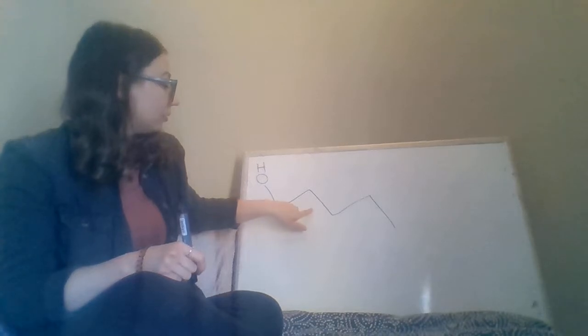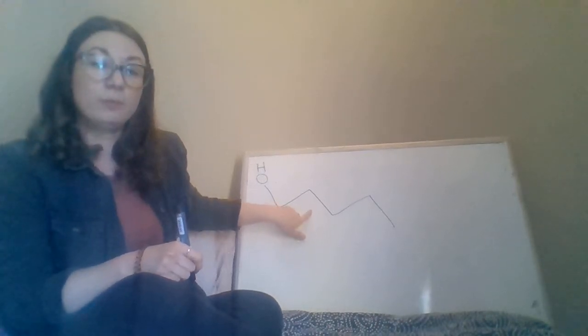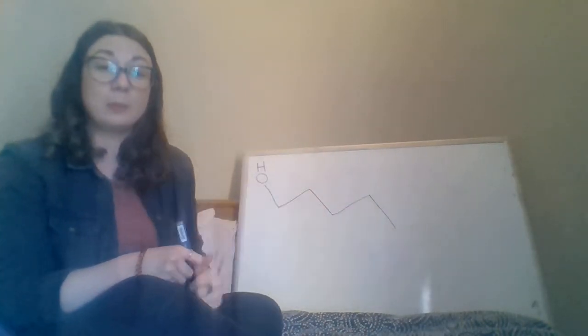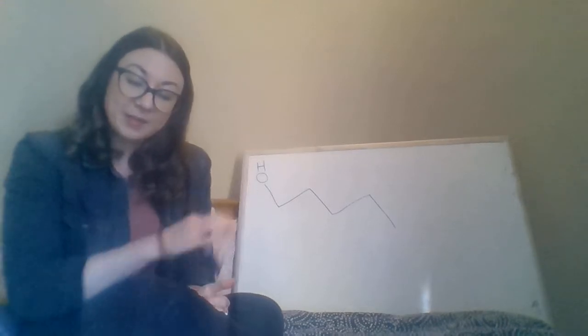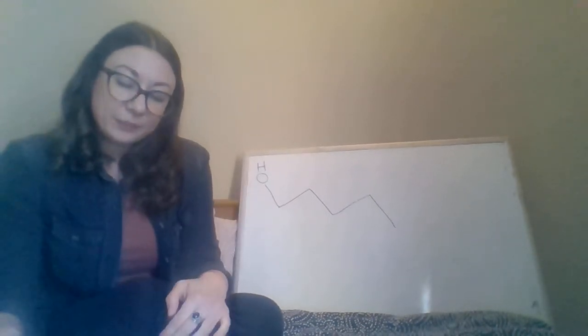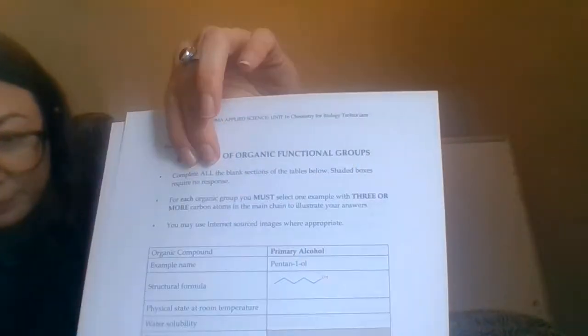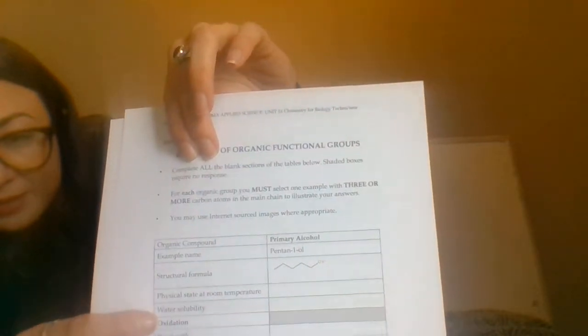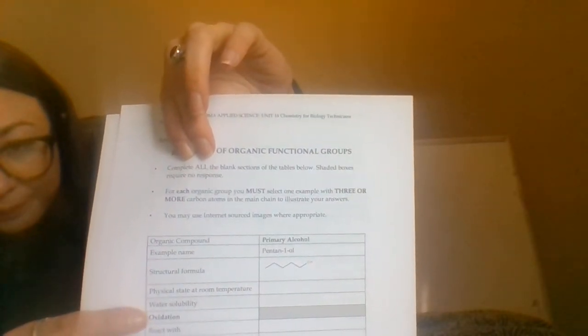This is pentan-1-ol, meaning that the alcohol group is on the first carbon. I could have also drawn it the other way around. It would still be pentan-1-ol. So this is the one I'm going to go with. On the worksheet, we're starting with pentan-1-ol, and we're asked what happens if it undergoes an oxidation reaction.